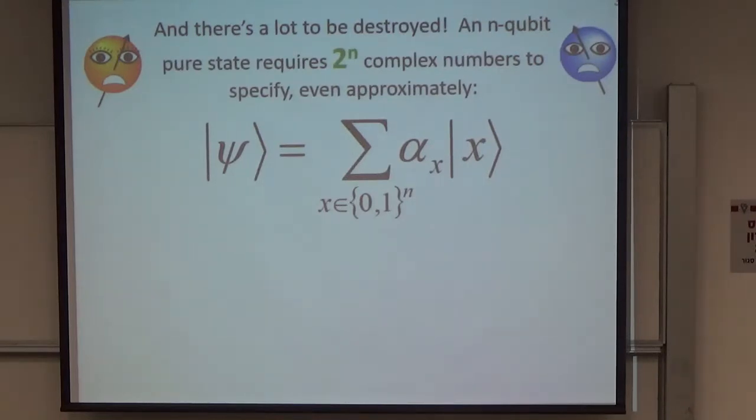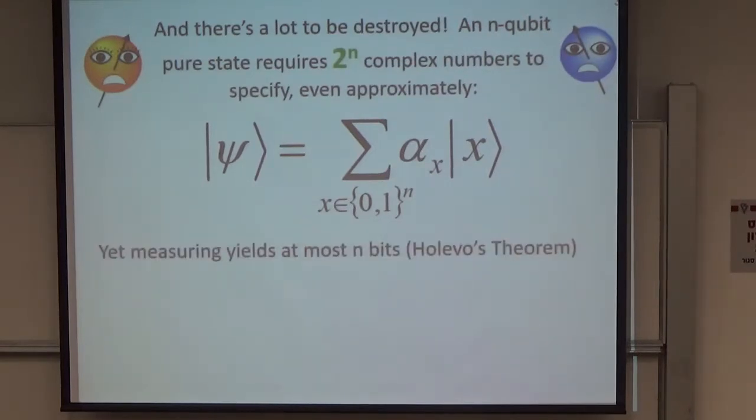From the perspective of someone trying to learn about a quantum state that they find in the wild or in nature, this shows up as a problem. Even if I want to learn a state approximately, forget about learning the amplitudes to infinite precision, even if I just want to learn them to some reasonable precision, I still need a number of copies of my state that grows exponentially with the number of qubits.